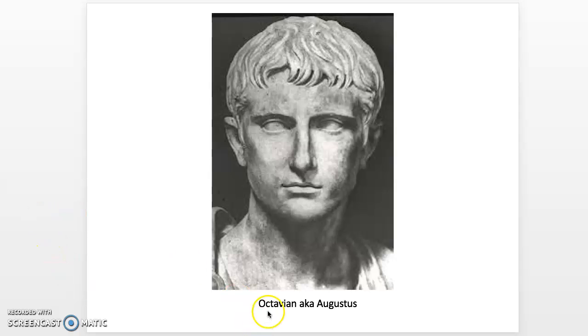Eventually, this guy, Octavian, who renames himself Augustus, ends the Republic in 27 BC. So we're talking about not long after Julius Caesar was assassinated. He was a powerful general, and he becomes the first emperor. He defeated Mark Antony and Cleopatra in a civil war, which is based on all this stuff that had been happening with Julius Caesar's assassination.